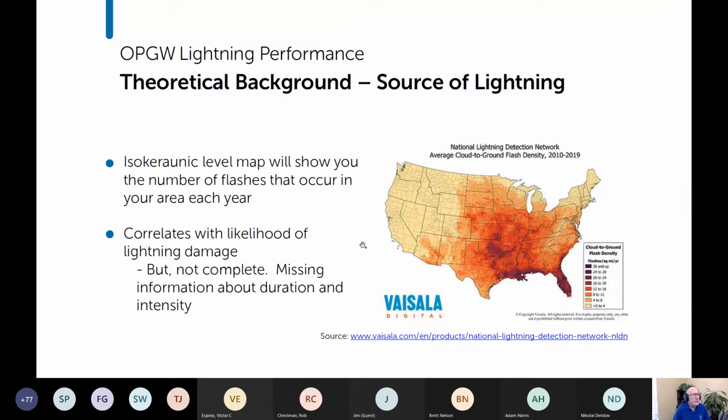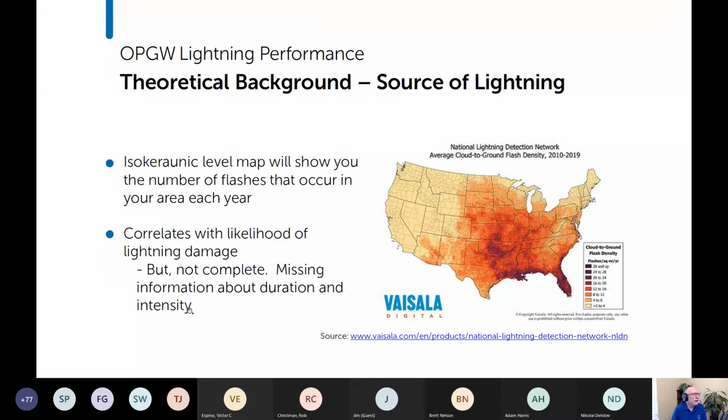And it's true that the cloud to ground flash density does correlate with the likelihood of lightning damage, right? Because if I have more strikes in an area over here in Florida, say, than I do in, say, the state of Washington, well, I would expect more damage in Florida than in the state of Washington. That's true, but it's not really complete, and it's not really fully useful at that point because you're missing information about duration and intensity.